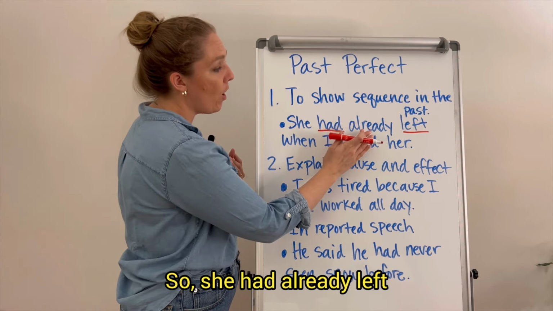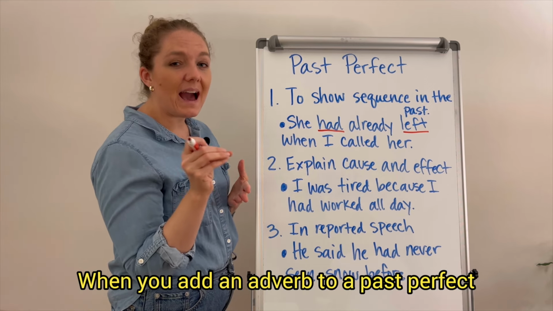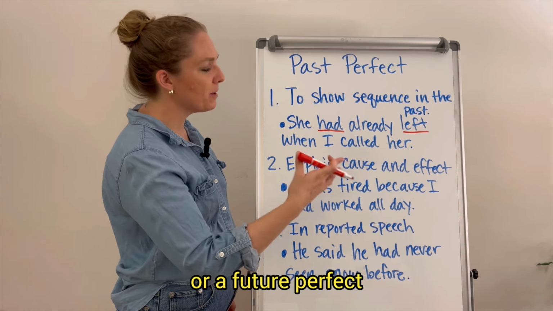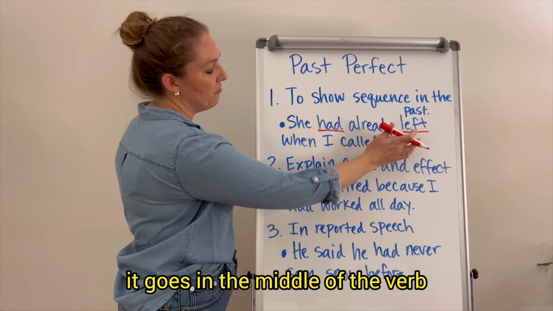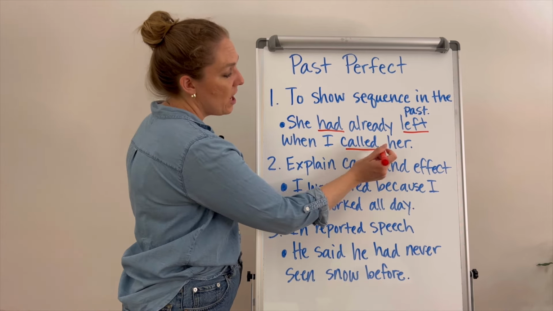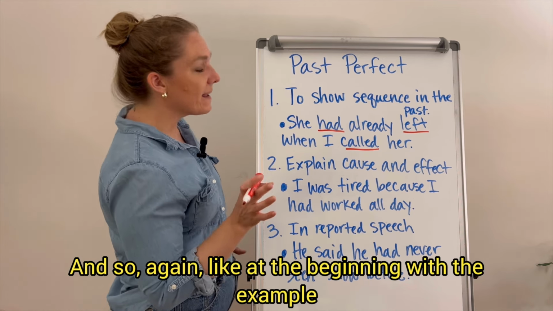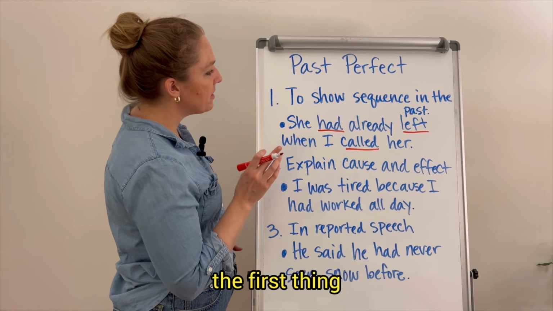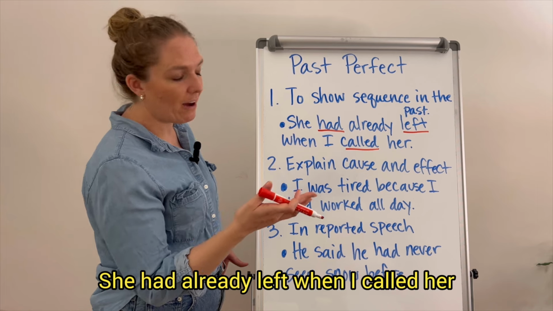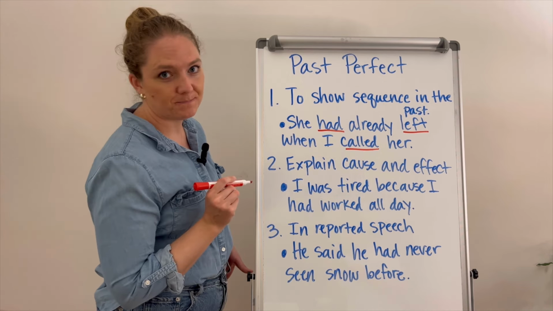So she had already left, already being an adverb here. When you add an adverb to a past perfect or a present perfect or a future perfect, it goes in the middle of the verb. So here, she had already left when I called her. So now we have just the past simple verb of called. And so, again, the first thing that happened is she left. So first she left, then I called her.